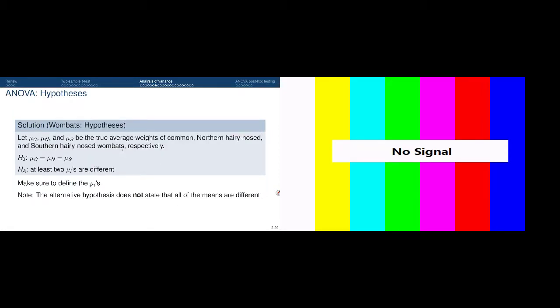All right, so as we've talked about, the null will be that each of those population means are equal. So we're going to assume that the population means are equal: mu c equals mu n equals mu s. And then our alternative will be that at least two mu i's are different, or I prefer to say at least one pair of means is different. You can write whatever you're comfortable with. We've just got a reminder here that the alternative is not that mu c does not equal mu n does not equal mu s. Okay, we're looking to detect that at least one pair is different.